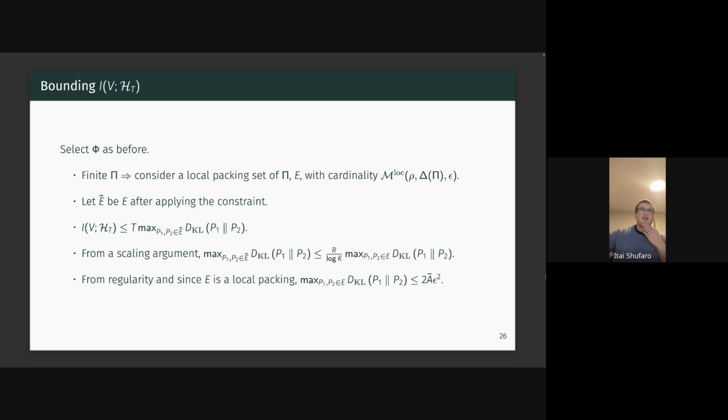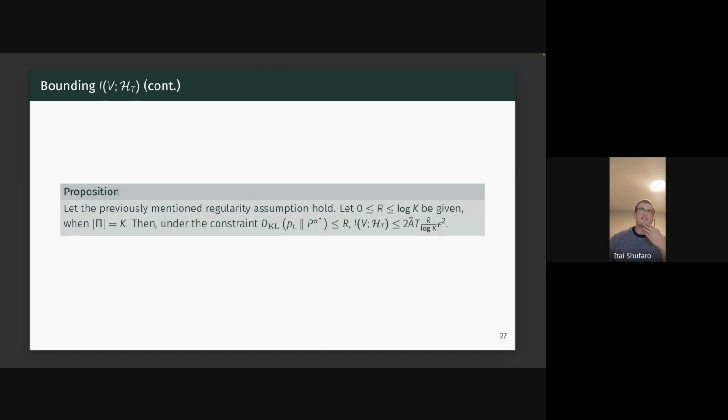All right. If we combine our selection of phi with everything in this slide, we can combine it to this simple proposition. So let the previously mentioned regularity assumptions hold, and let R be between 0 and log K be given. So when the cardinality set is finite, under this constraint of the KL divergence, the mutual information term can be upper bounded by this expression.